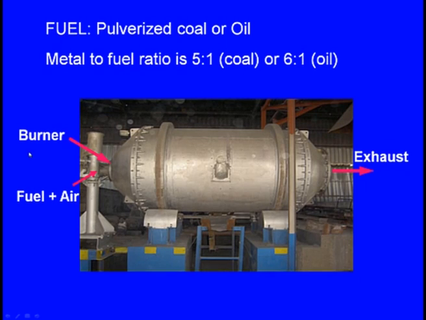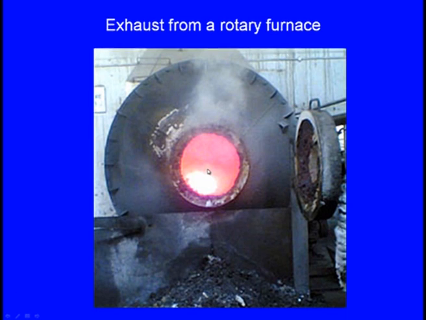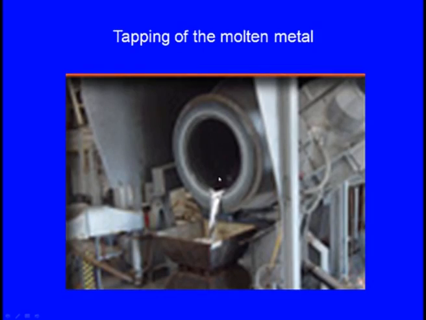It may be oil plus air, or pulverized coal and air going inside, and it will be burning here. Now there is an outlet, the exhaust outlet, through which the hot gases and smoke will be going out of the furnace. Now, the furnace is in operation, it is being fired, and it will be slowly rotating. Yes, we can see here the exhaust from a rotary furnace. Now this is the tapping of the molten metal.